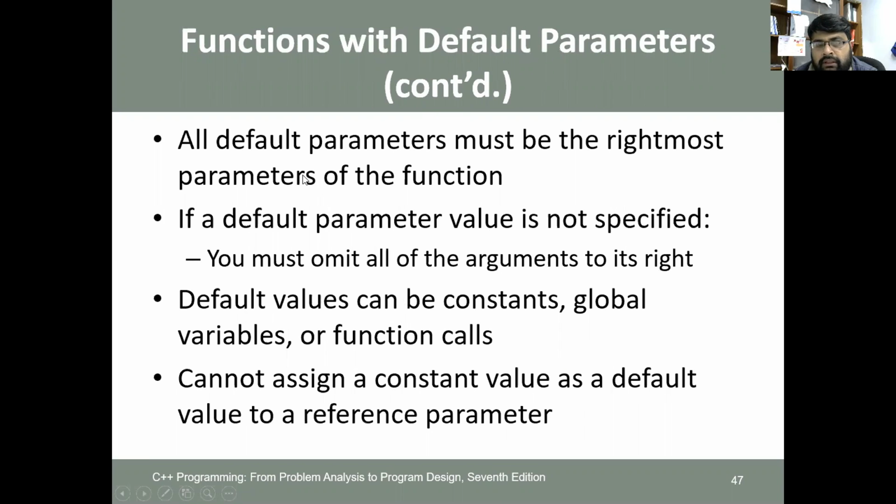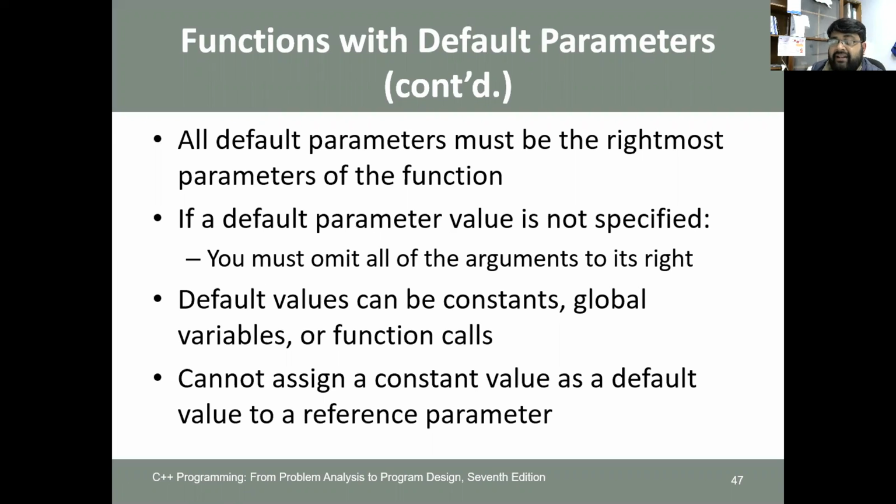If you talk about default parameters, all default parameters must be the rightmost parameters of the function. So anything that is a default should be declared at the rightmost side of the function. If you do not specify a default parameter value, you must skip all of the arguments to its right. Remember that all the arguments to the right side of it must be skipped. So those default values need to be skipped as well.